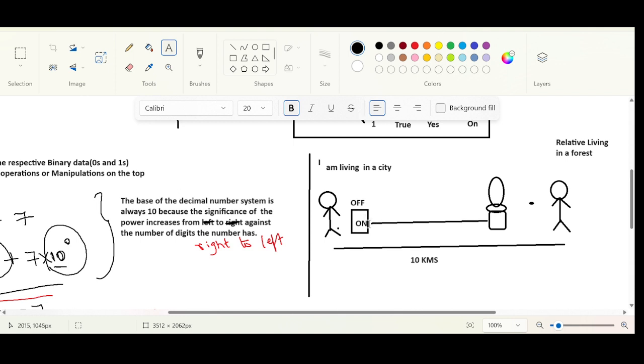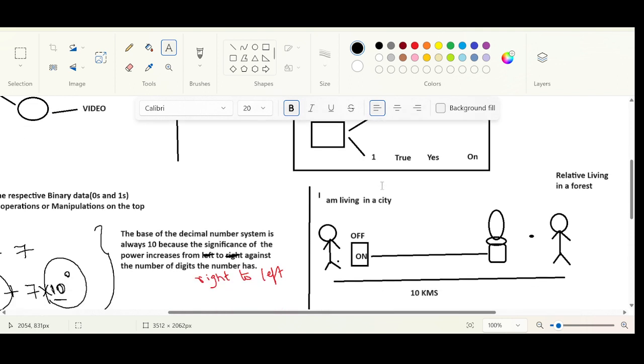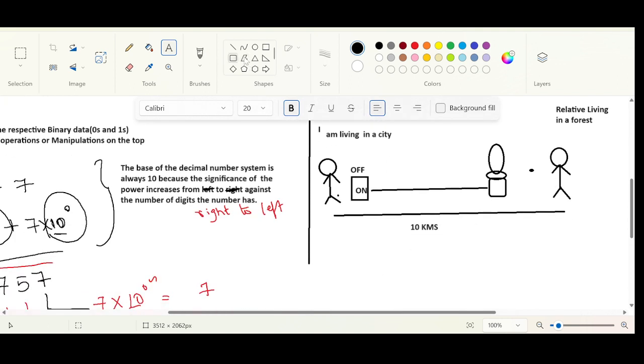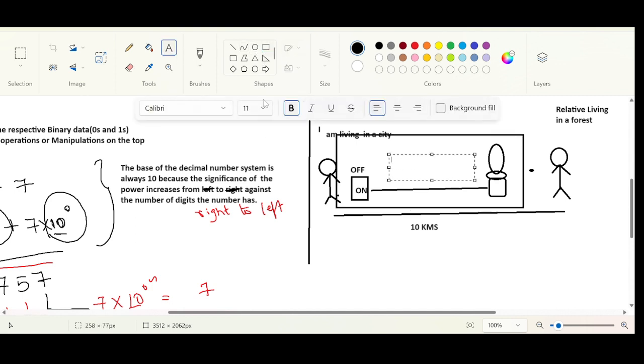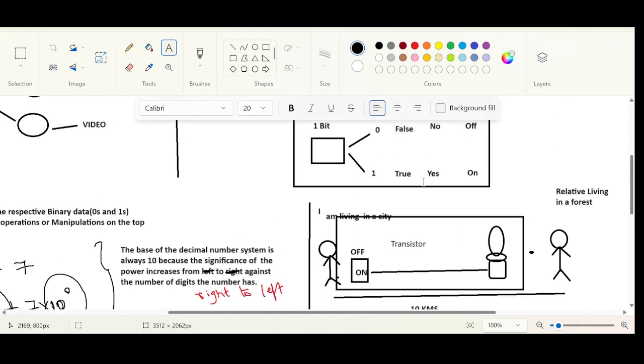Turning on is like you are passing a help message. If the switch is turned on, it is like you are giving information that you are in trouble. Turning off, you are safe. This is a real-time example of 1-bit information. So this particular thing, the combination of switch and the bulb, we call it as what? A transistor. So with one bulb and with one switch, you can pass two pieces of information.